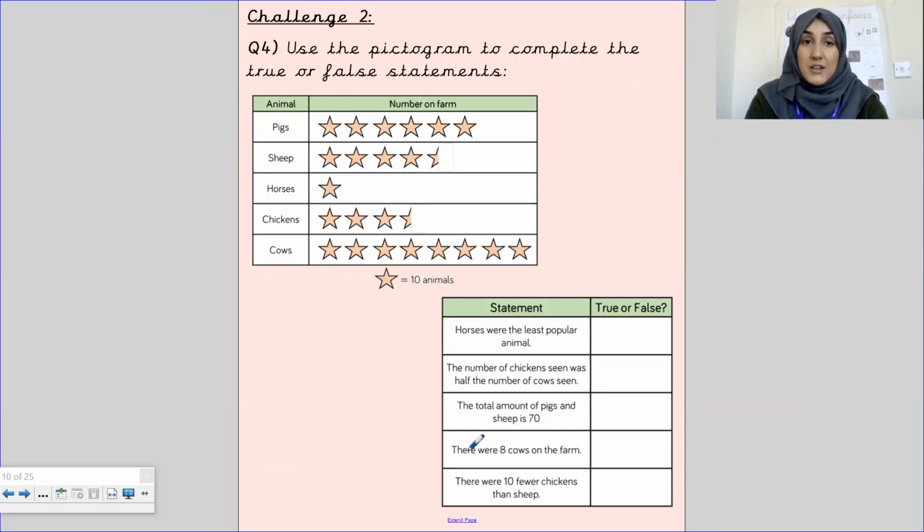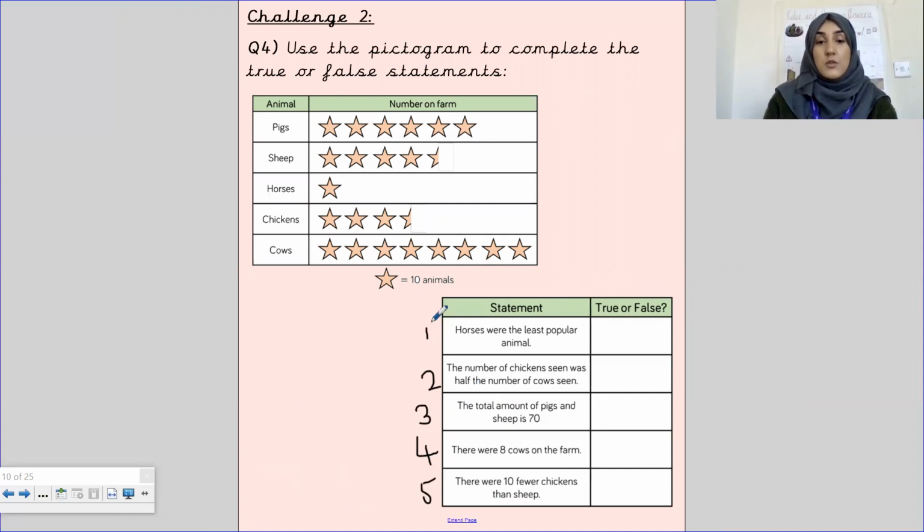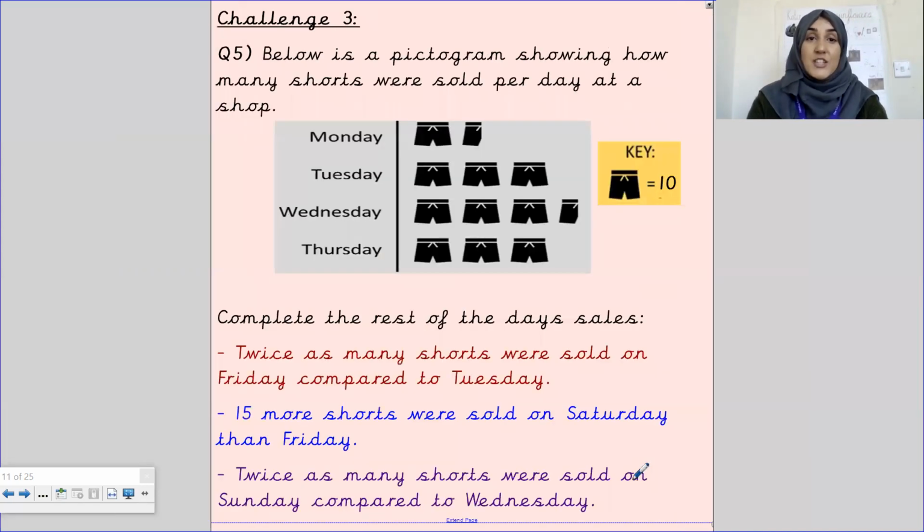Now, your second question, challenge 2, is use the pictogram to complete the true or false statements. So what I would do is I would write 1, 2, 3, 4, and 5 when you're completing your answers. You don't need to write the statement out, just write 1, 2, 3, 4, or 5, and then just write true or false.